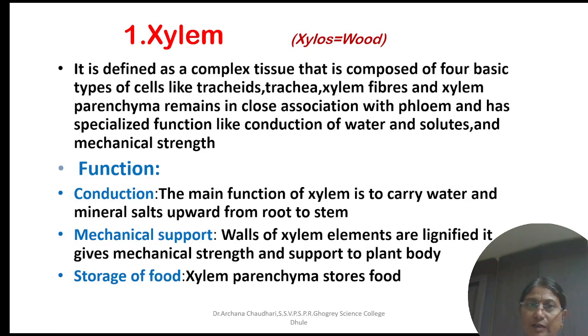The first is xylem. The term xylem originated from the word xylos, meaning wood. It is defined as a complex tissue that is composed of four basic types of cells: tracheids, trachea, also known as vessels, xylem fibers, and xylem parenchyma. They remain in close association with phloem and have specialized functions like conduction of water and solutes and also to give mechanical strength.